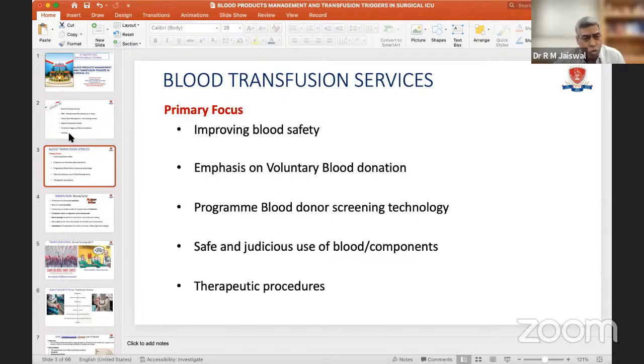And at present, most of the transfusion services are involved in the therapeutic procedures, just like therapeutic plasma exchange and sensitization of ABO incompatible renal transplant. So these are the important areas of blood transfusion services at present.